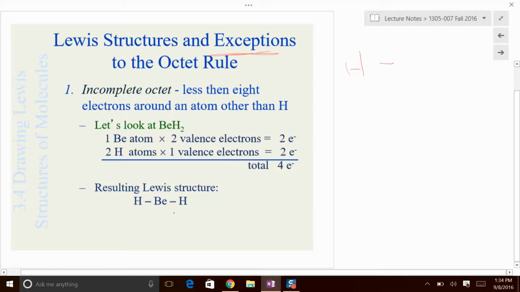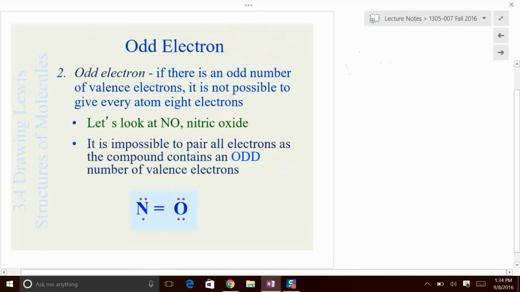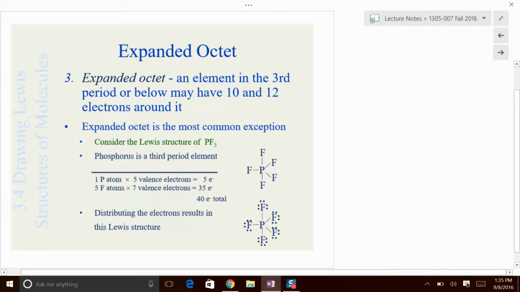So if you look at this structure of beryllium, beryllium does not have 8 electrons on it, right? It only has 4. That's all it can do. It can't do anything else than that. Okay? Beryllium will not have 8 electrons on it. It is an exception to the rule of 8. Once it's bonded, it'll have 4. Okay? Don't worry about odd electrons. I'm not going to do anything with that.